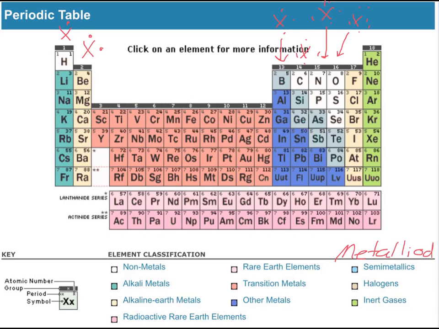That's our Lewis dot structure. Group 17, 1, 2, 3, 4, 5, 6, 7. And then group 18, they have 1, 2, 3, 4, 5, 6, 7, 8 valence electrons, okay?